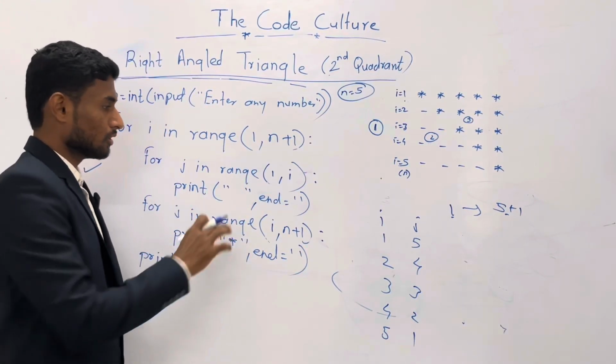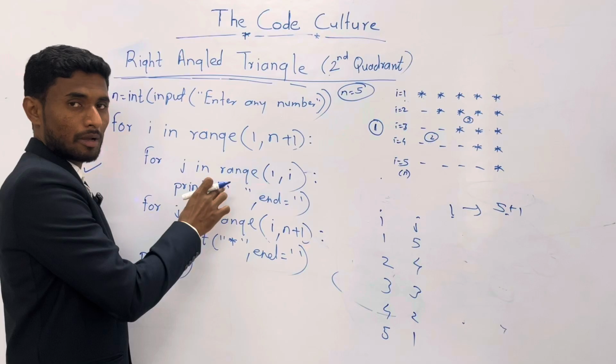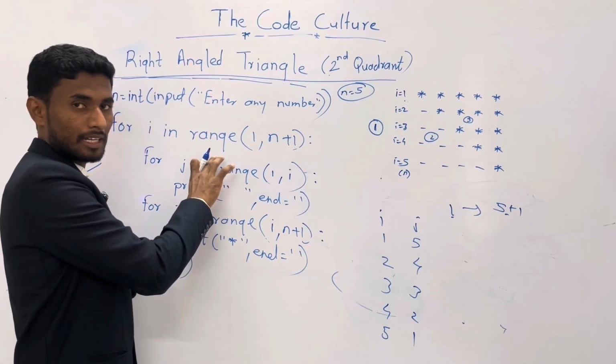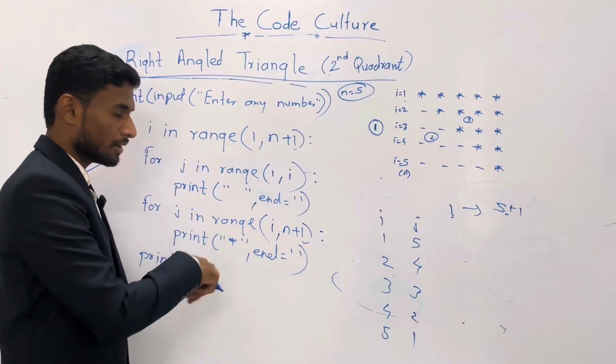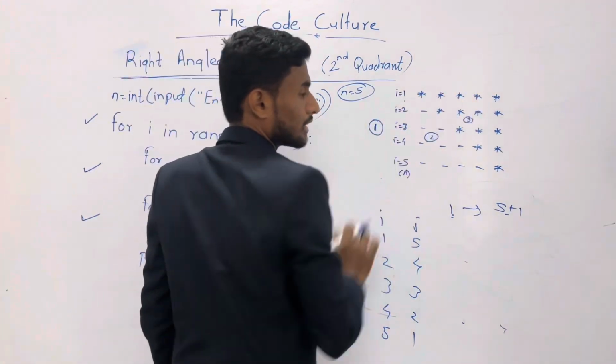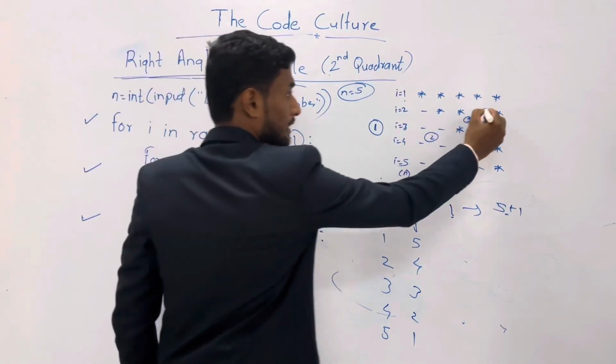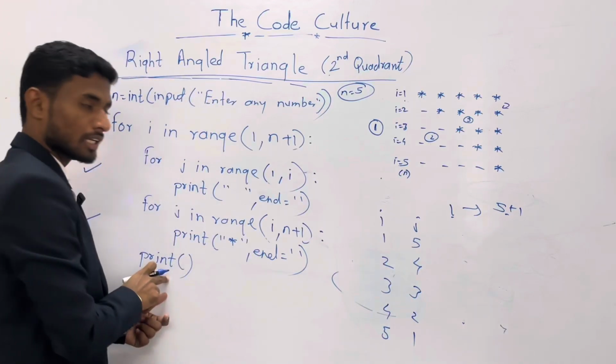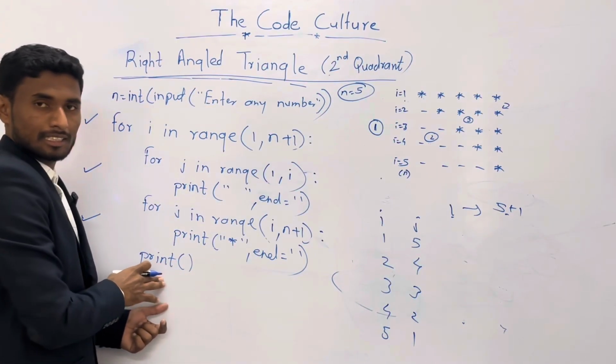5 stars. So in this first for loop I am printing space. For I value 1, I am printing 0 spaces. After that I am printing 5 stars. So 0 spaces, 5 stars, the condition is satisfied. After that I want to go to the new line, so I will just put a simple print here.